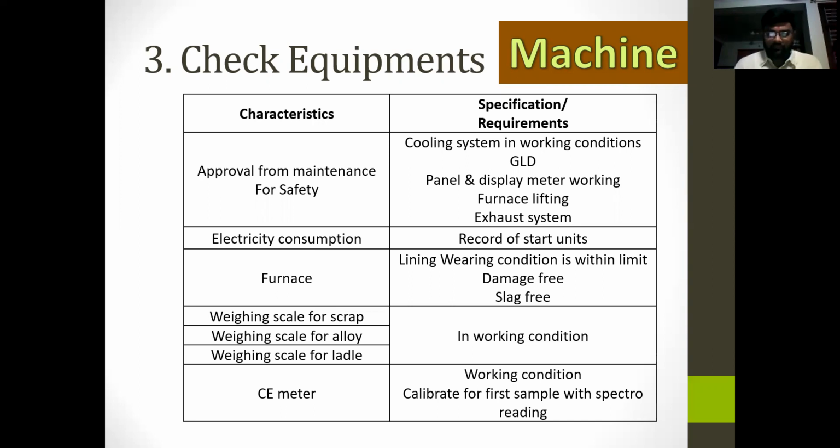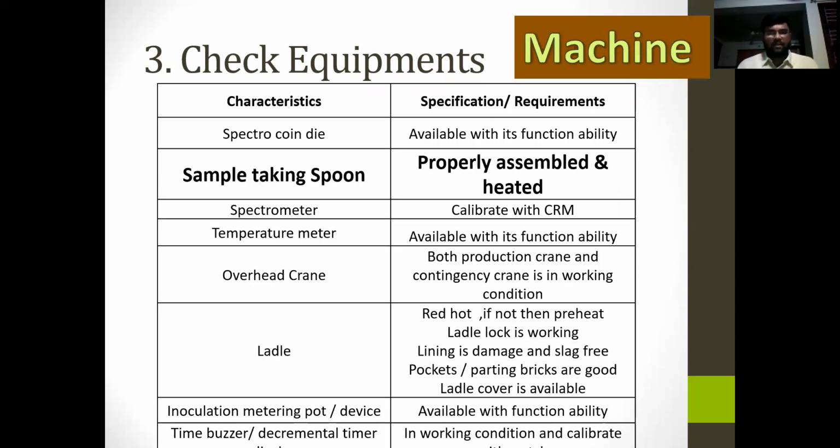Then the CE meter should be in working condition, and the melting supervisor must cross check it with the spectro reading for the first sample. Yes. There are some points from the machine: the spectro point die should be available with its functionality. It should be damage free, and the temperature of the die should be at ambient temperature. So if you have set up 2 dies, 3 dies, then you should have seen that.